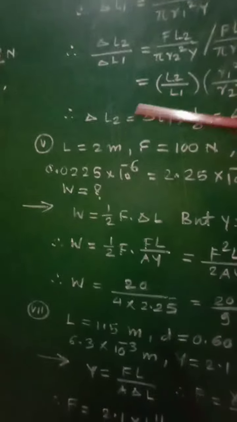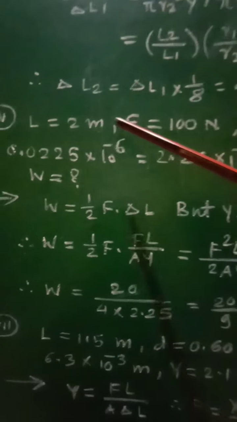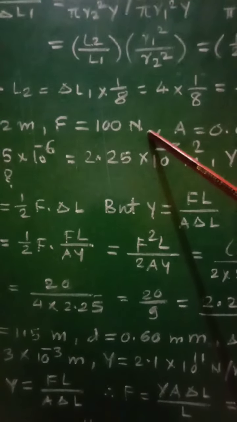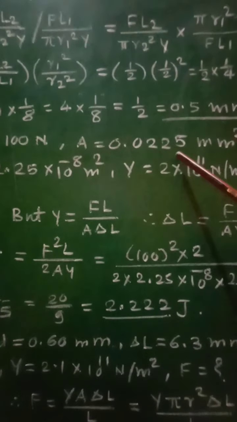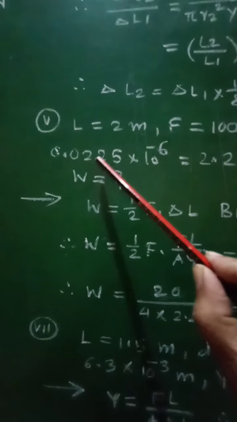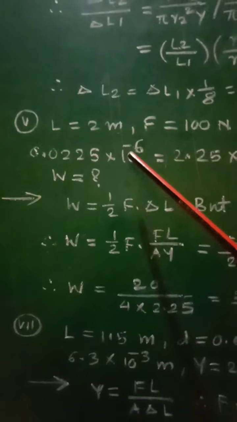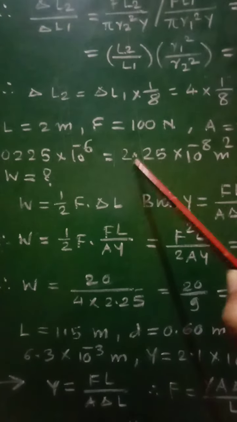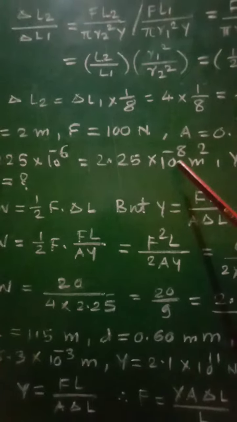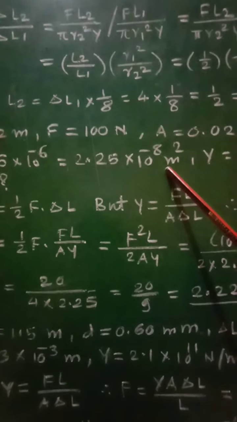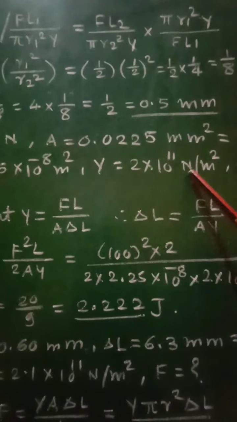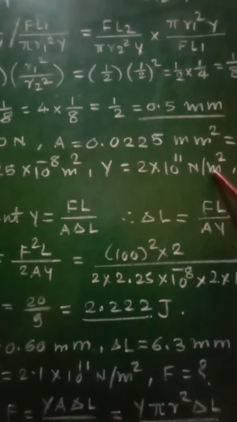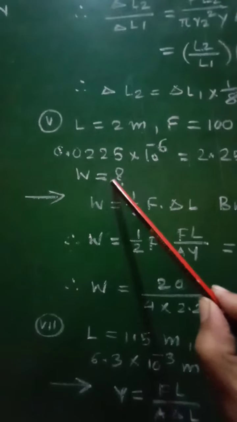Therefore for this numerical the given data is L equal to 2 meter, force F equal to 100 Newton, then the area of cross section of the wire is A equal to 0.0225 millimeter square, which will be written as 0.0225 into 10 raised to minus 6 meter square, that is equal to 2.25 into 10 raised to minus 8 meter square. Young's modulus Y is equal to 2 into 10 raised to 11 Newton per meter square, and we have to find out the work done W.